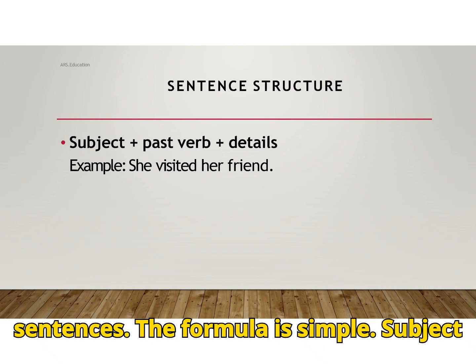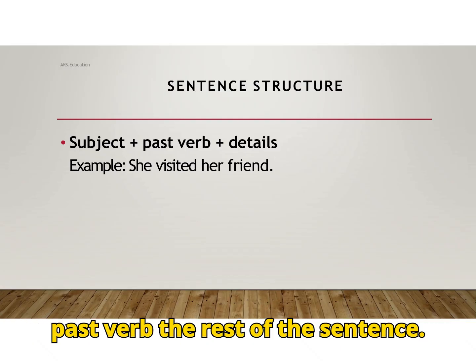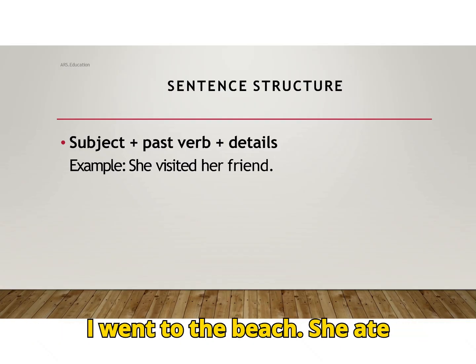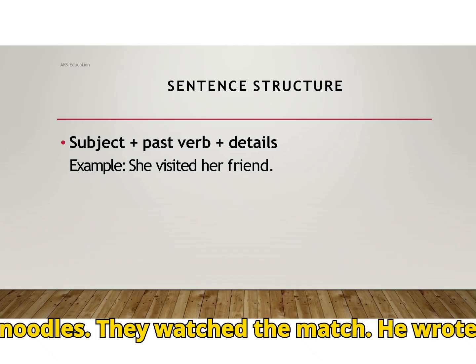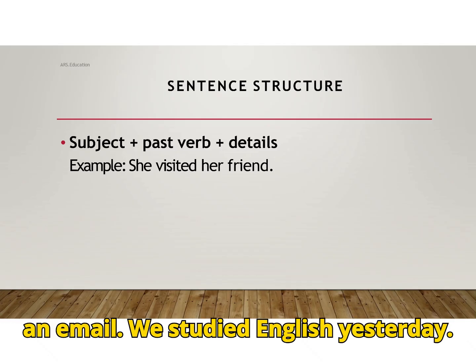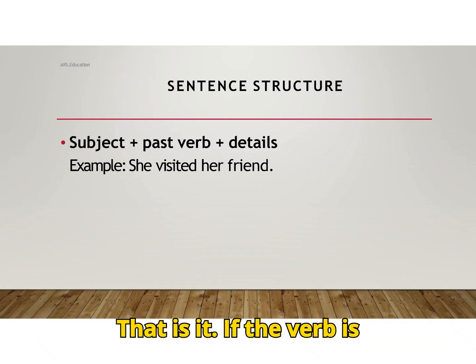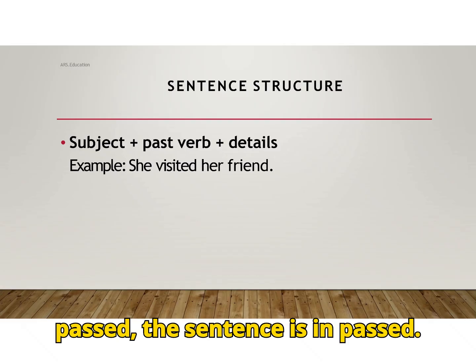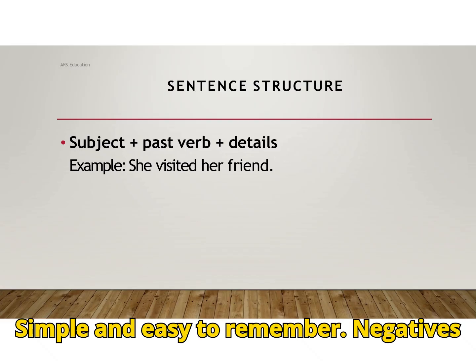The formula is simple. Subject plus past verb plus the rest of the sentence. I went to the beach. She ate noodles. They watched the match. He wrote an email. We studied English yesterday. That is it. If the verb is past, the sentence is in past. Simple and easy to remember.